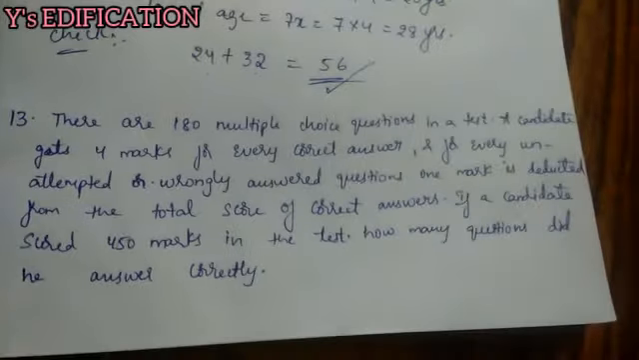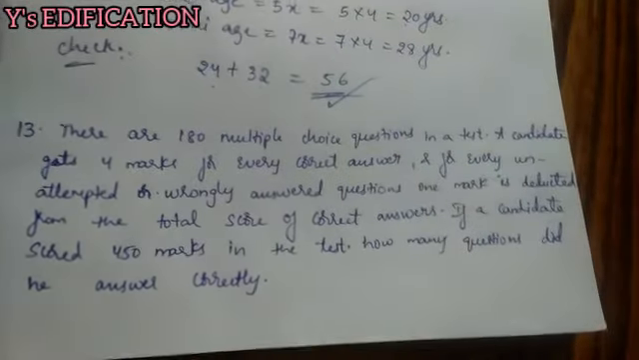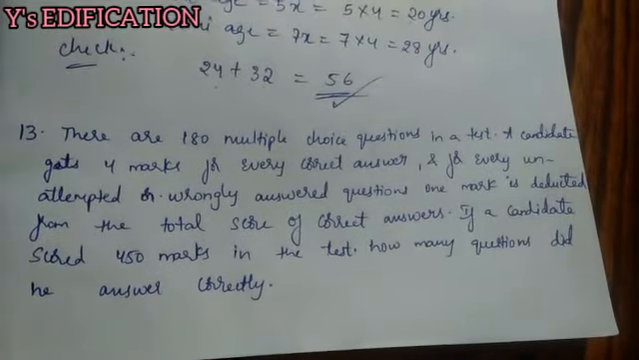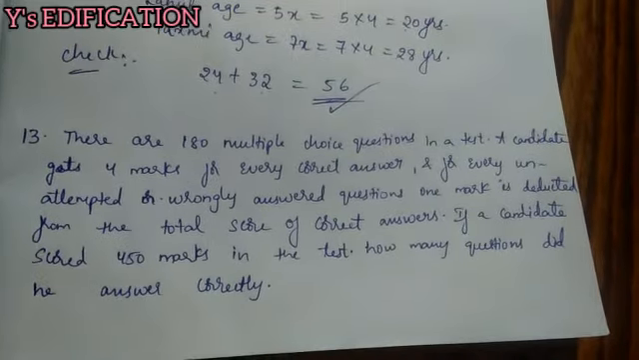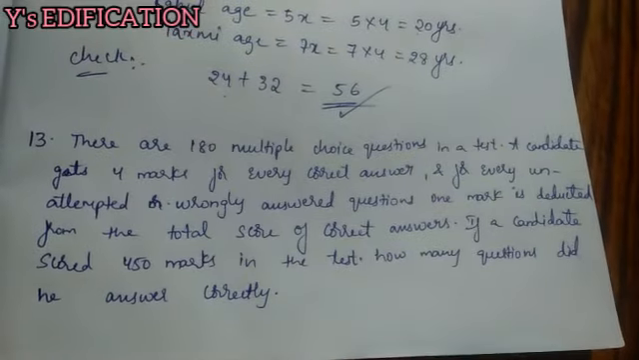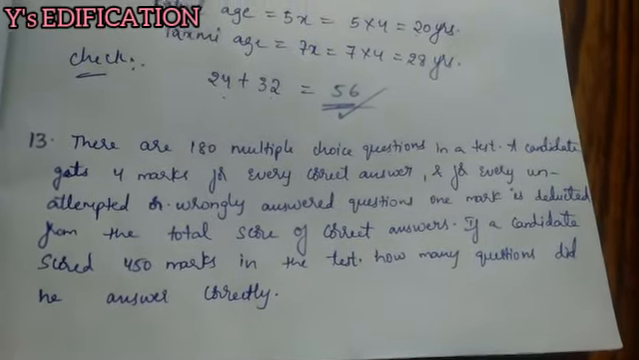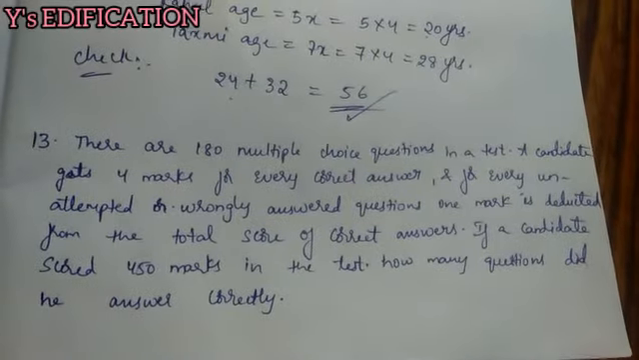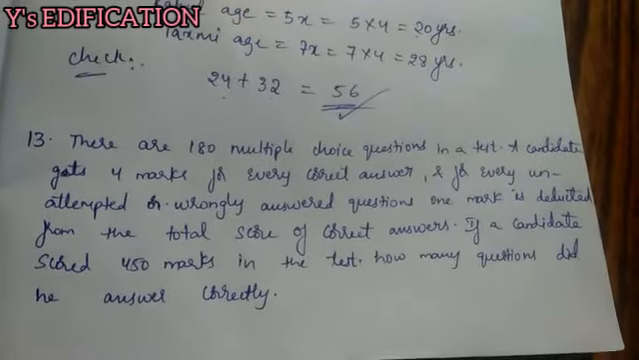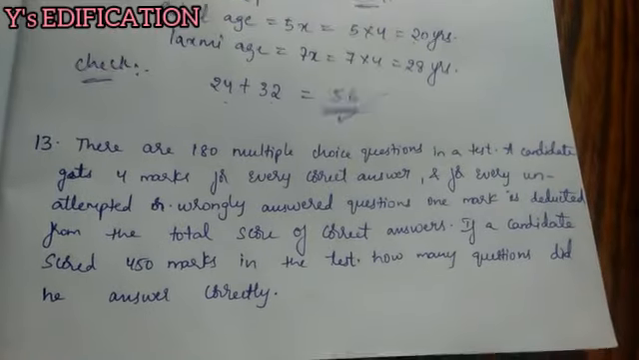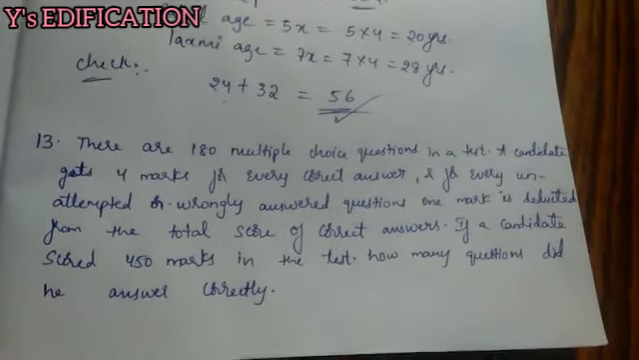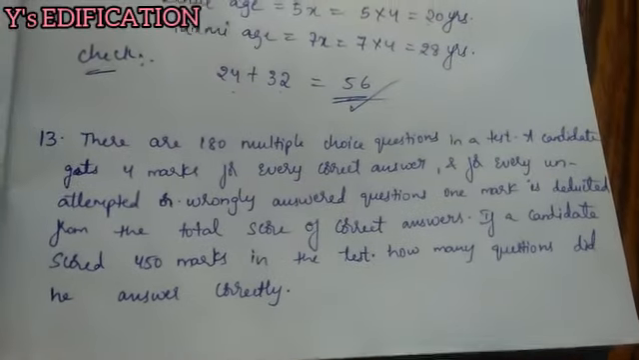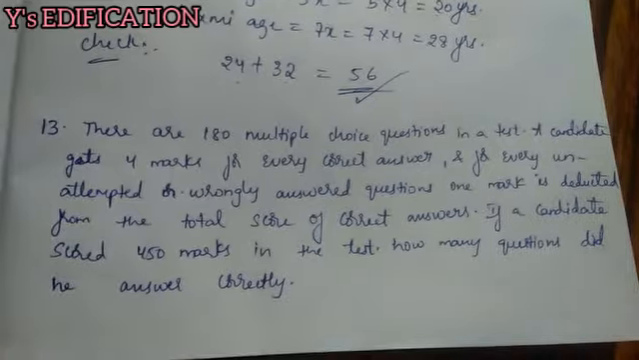Okay, next question. There are 180 multiple choice questions in a test. A candidate gets 4 marks for every correct answer, and for every unattempted or wrongly answered question, 1 mark is deducted from the total score of correct answers. If a candidate scored 450 marks in the test, how many questions did he answer correctly? I think you solved this type of problem in your previous class. But don't worry, today we are going to solve it again here.